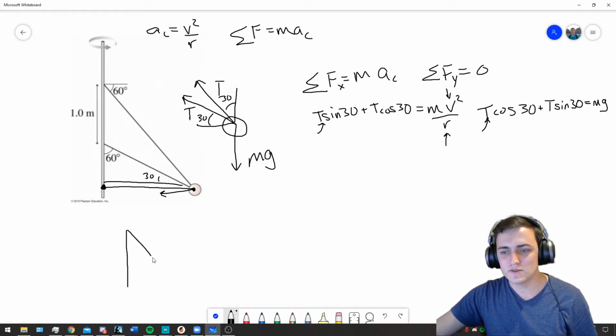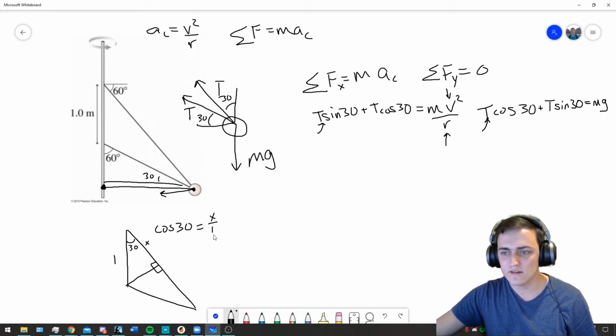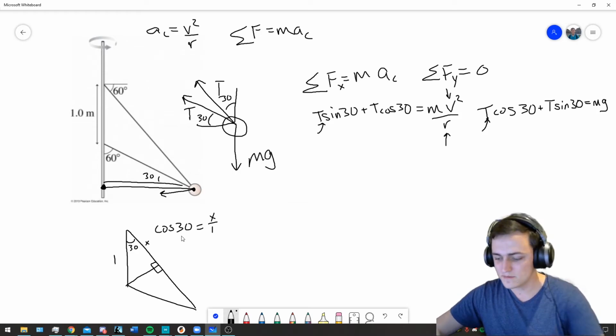So we have this big triangle, and the key is to split it into two back-to-back right triangles. This is 30 degrees. This is 1 meter. We can find this side by using cosine 30 equals adjacent, equals x over 1. So it's just cosine 30.